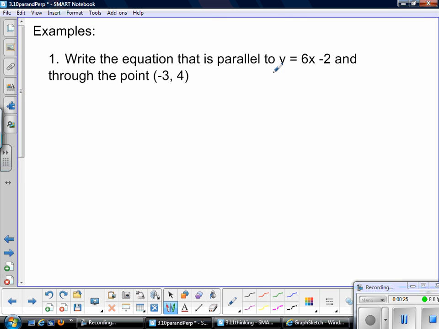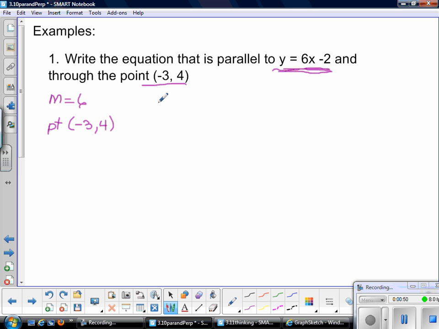All right, so I want whatever line I'm going to create to be parallel to this. So I know that my slope has to equal 6, and it has to go through this point. So this is actually pretty easy because we've done questions like this already. Okay, so we have a slope and a point.